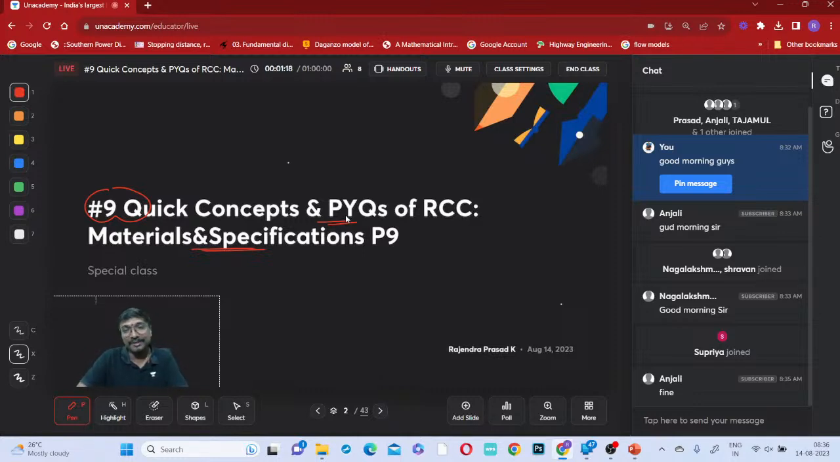Day after tomorrow, from 16th onwards, we'll be starting the working stress method of design. Shall we enter into this working stress method of design, everyone? Working stress method first, then limit state method, then we'll be going for the others.